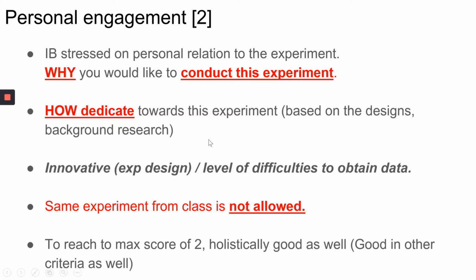Of course, experiments from class lessons are not allowed. So what are we looking at? For example, some of the prescribed labs. IB has a list of prescribed labs that students need to conduct. If your IA experiment is about that, then the experiment design would not work. Generally speaking, personal engagement is only out of 2, but the examiner will judge holistically after reading the whole report.